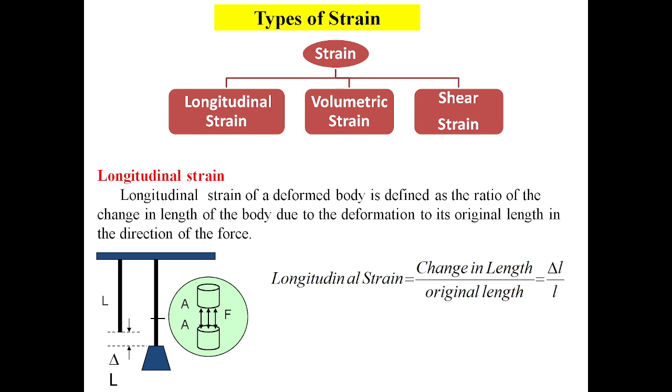Longitudinal strain can be understood by noting how much the change in length will be. The expanded length minus the original length gives the change in length. When it is divided by the original length, we get the longitudinal strain. Longitudinal strain has no unit, because both the numerator and the denominator are lengths, so it is a dimensionless quantity.